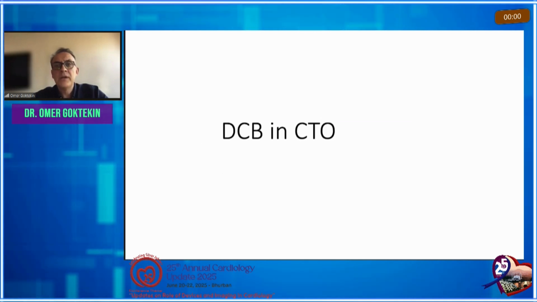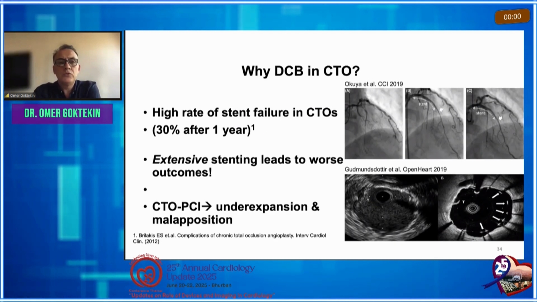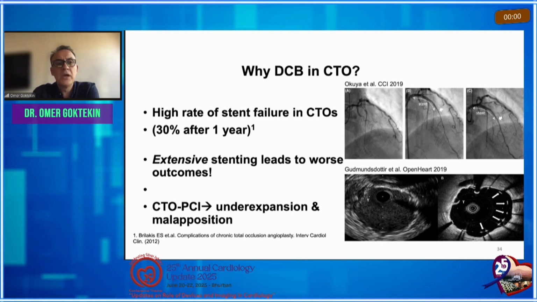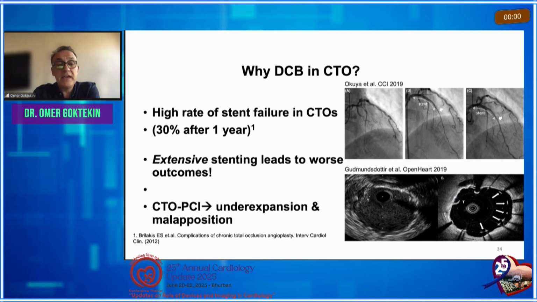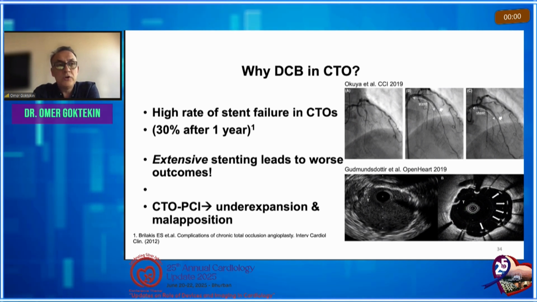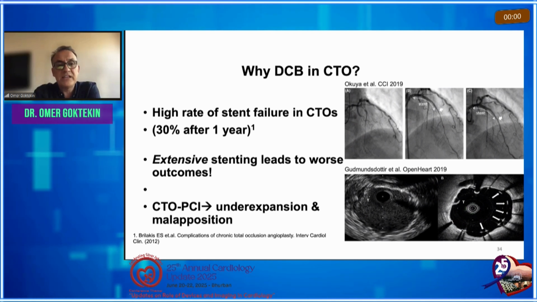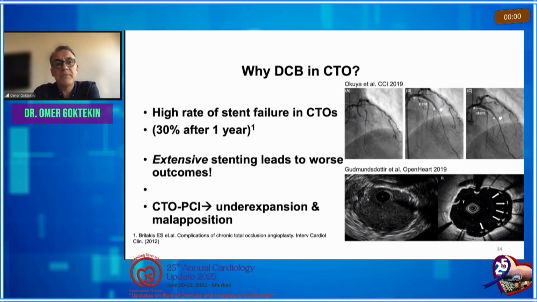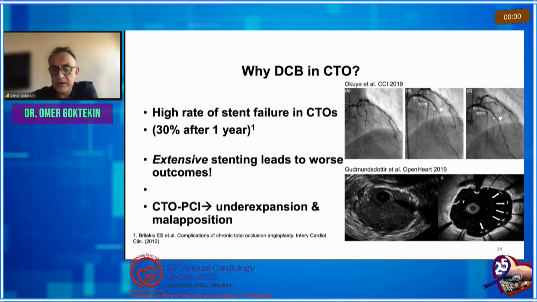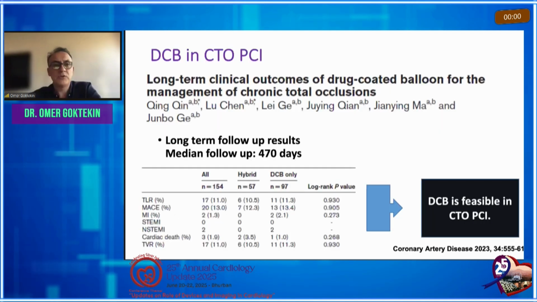How about CTO? Yes, I think there is an advantage to using DCB in CTO. Why is that? Because we have a high rate of stent failure in CTOs, and we have extensive stent implantation. And also, as you know, if we do CTO PCI with stent implantation, we could have underexpansion or malapposition, because we know that over time vessels are prone to become larger and larger after CTO PCI. So DCB, if it is possible.